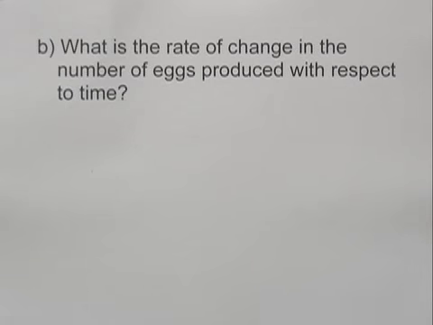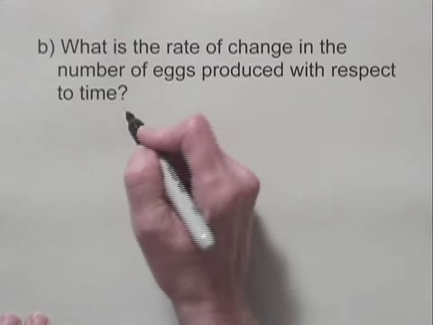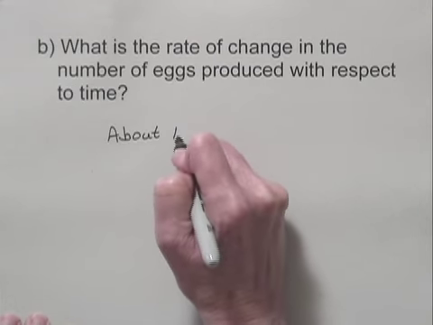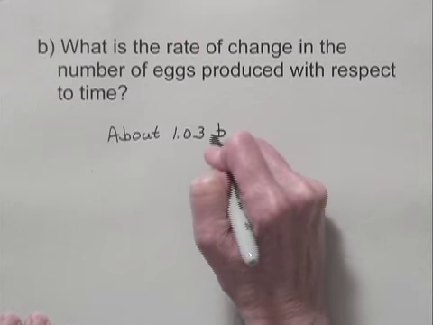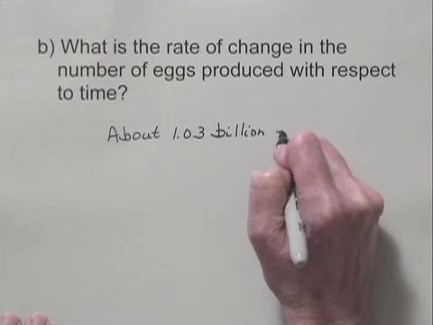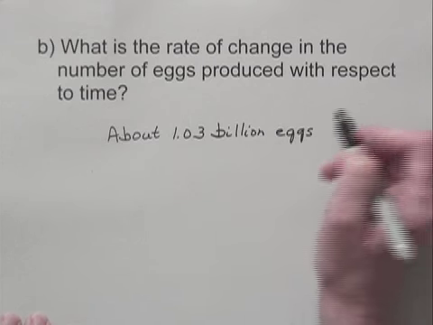What is the rate of change in the number of eggs produced with respect to time? Well, the rate of change is the slope of the line, so it's about 1.03, and remember this is in billions, 1.03 billion eggs per year.